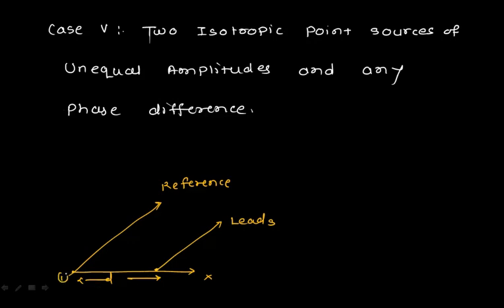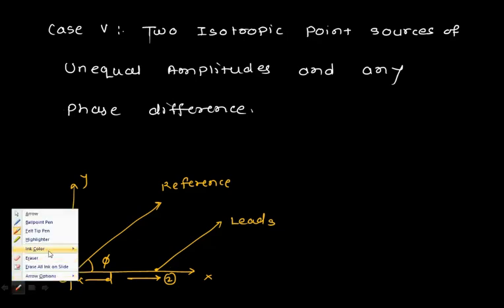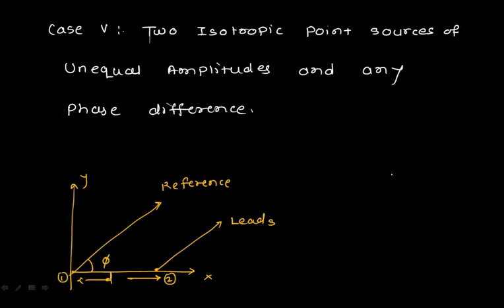So this is my source number one, this is my source number two, and I'm assuming this is my y coordinate and this is my x coordinate. This is the angle psi. Now they do not have equal amplitude or equal phase. So how am I going to draw the phasor diagram for this case? My phasor diagram will look like this.